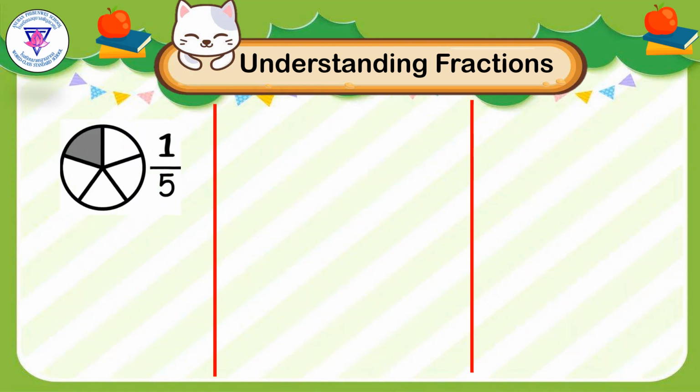So now let's try these examples. As you can see, in this circle, there are 5 equal parts. We have 1, 2, 3, 4, and 5. So I colored one part of this circle out of 5. So the fraction is 1/5. I'll repeat, 1/5. So if you're going to write in fraction words, it's 1/5.